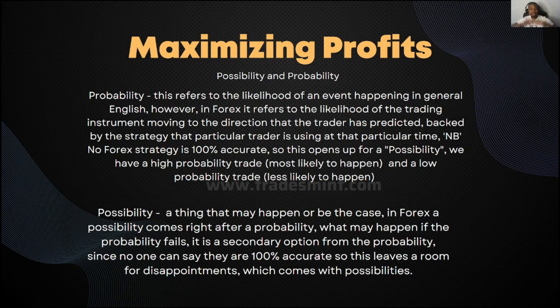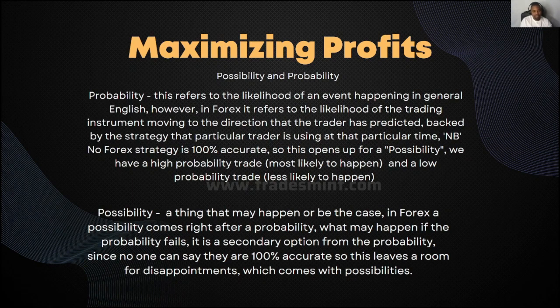Then a person says, Jaguar, I do not know what is a possibility and what is a probability in the market. So a probability refers to the likelihood of an event happening. In general English, that's it. It refers to the likelihood of an event happening. However, in Forex, it refers to the likelihood of the trading instrument moving in the direction of that trader's prediction. This is backed by the strategy that that particular trader is using at that particular time and moment.